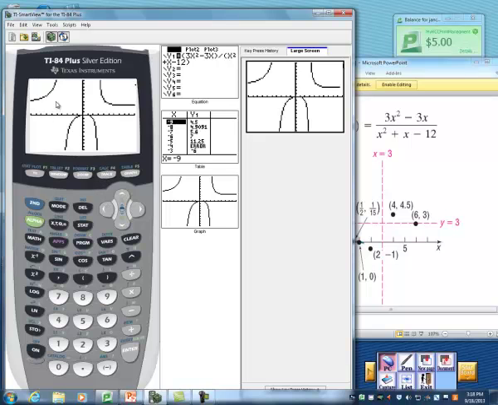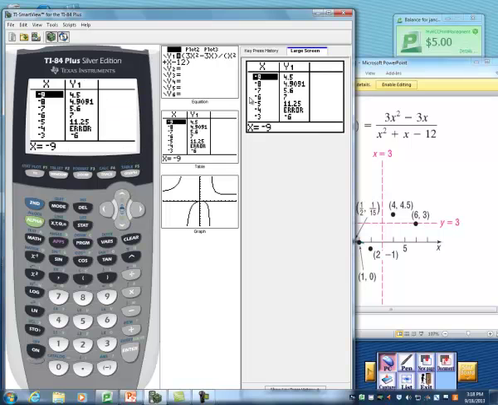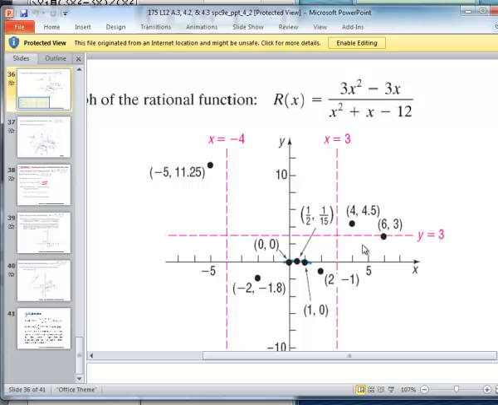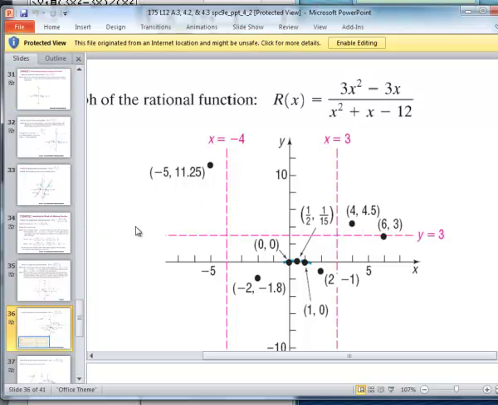Okay, so if we go to second table, here's -4, that's where our asymptote is. -5, it's positive. So this is above 3, which is our horizontal asymptote. And if we go more negative, more negative, more negative, we can see that it's always above 3. So that means our curve on this side is going to stay above 3. It's not going to cross that horizontal asymptote.